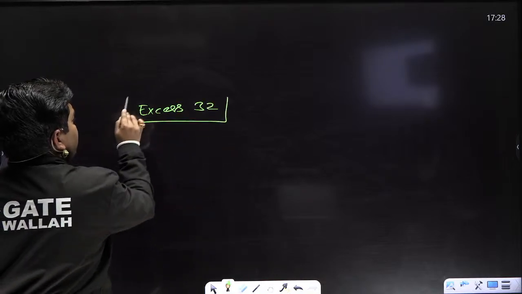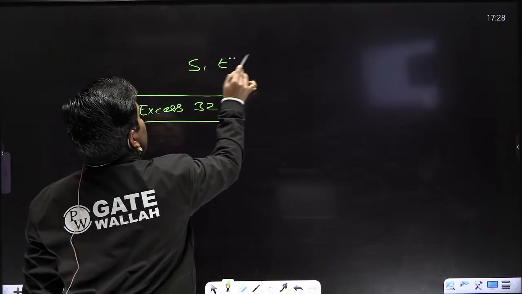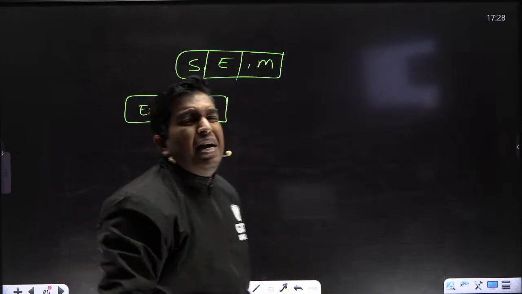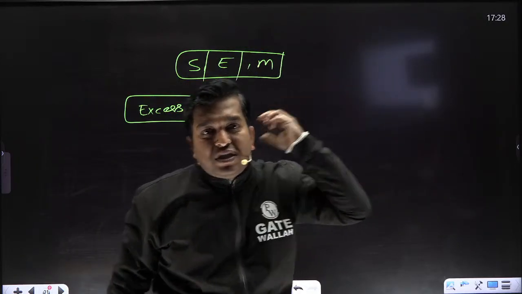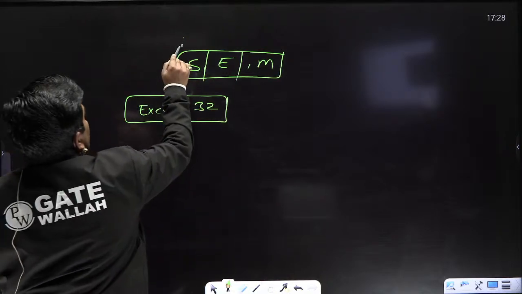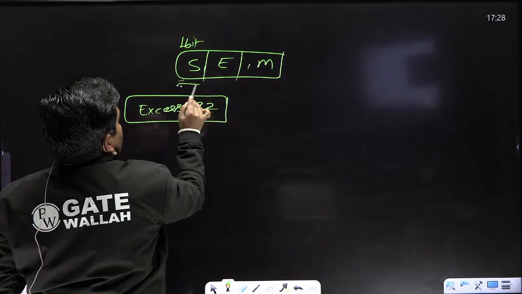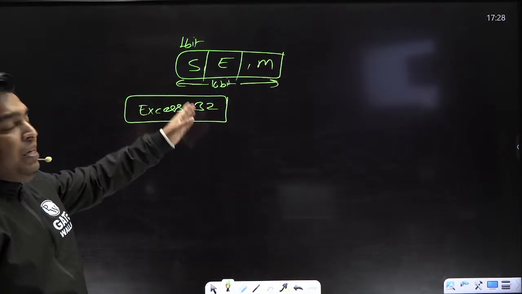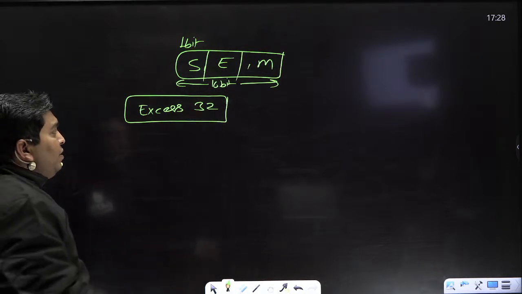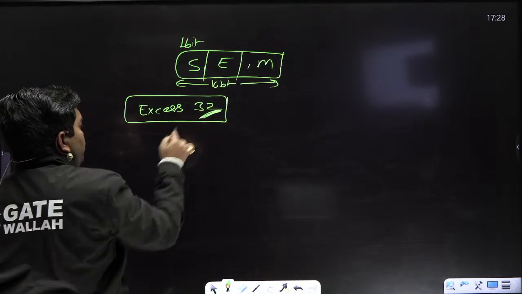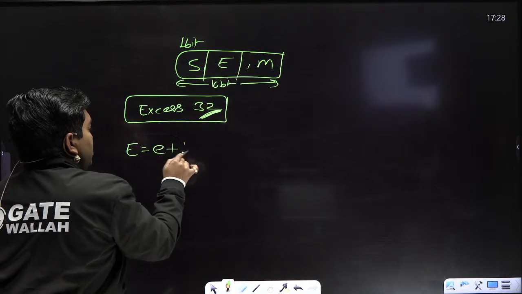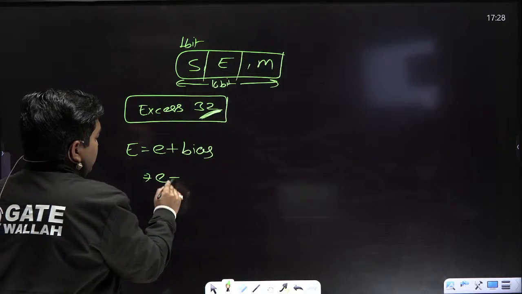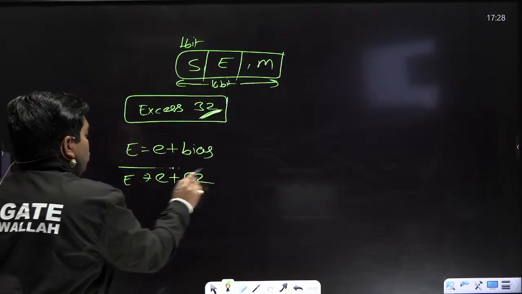What is the meaning of excess 32? S, E and M are given, but it is not specified what the partition is. Please listen to one more concept. S is 1 bit, and the complete format is 16 bit. Now you don't know the value of E and of M. Whenever the bias is excess 32, capital E means E plus bias. I am telling two tricks, listen everyone: E plus 32, excess 32. You know the excess code also.